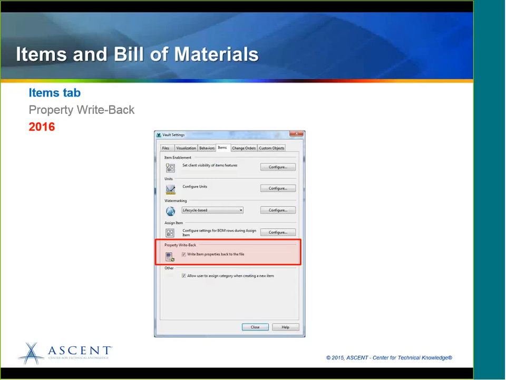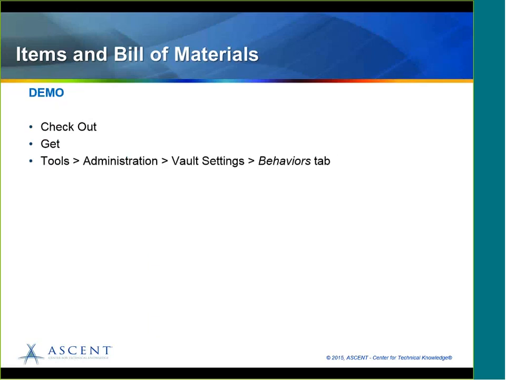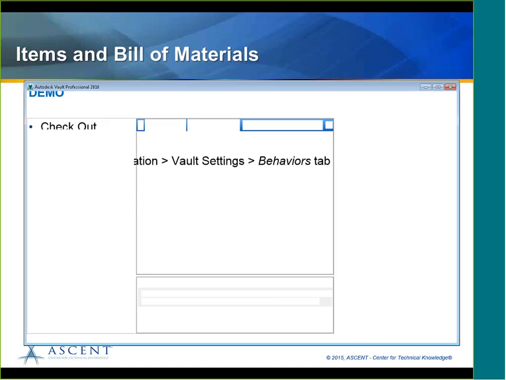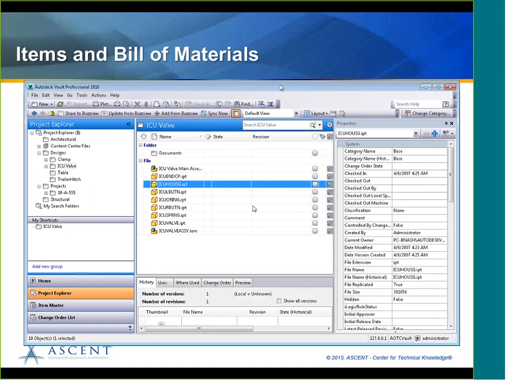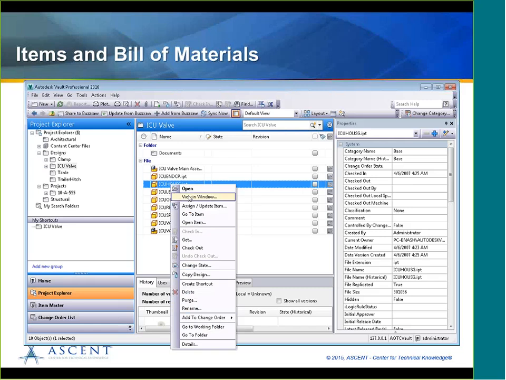Just to break things up, I'll show live the options we've covered so far in the Vault Professional software. Here I have a folder of, in this case, Inventor files. I'm going to show the difference between the checkout and the get commands as being two separate commands now.